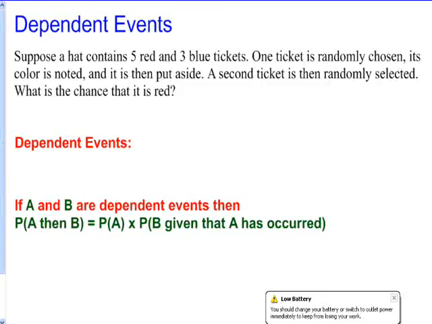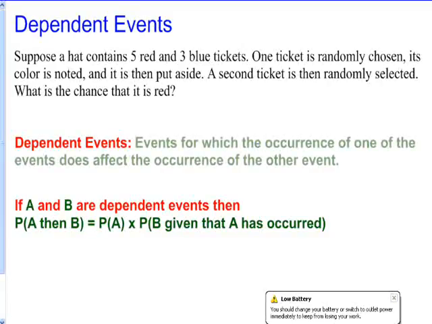Okay, next is dependent events. So the opposite of independent is dependent. So having dependent events means that the occurrence of one of the events does affect the occurrence of the other. Okay, so like the problem above.